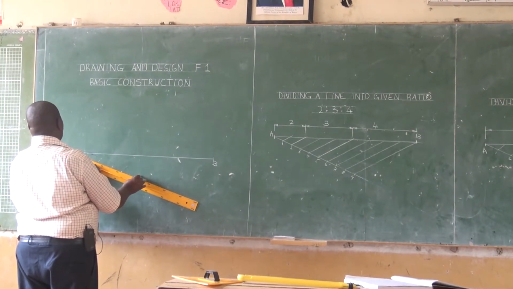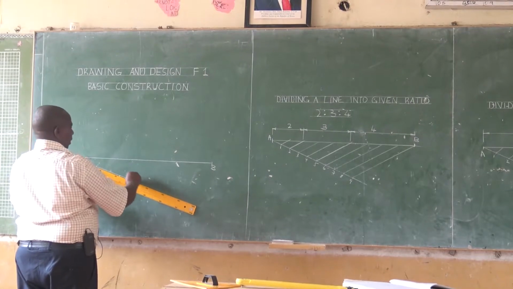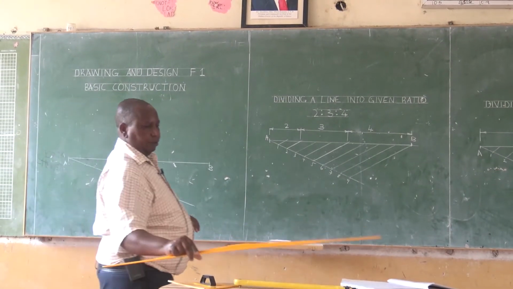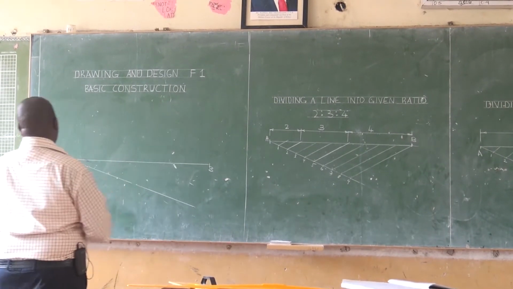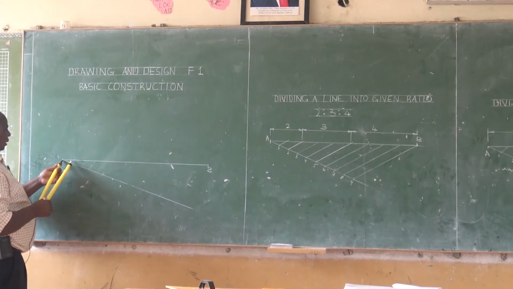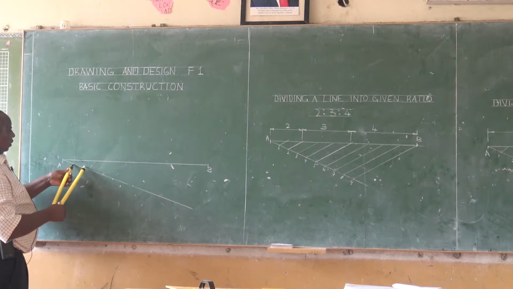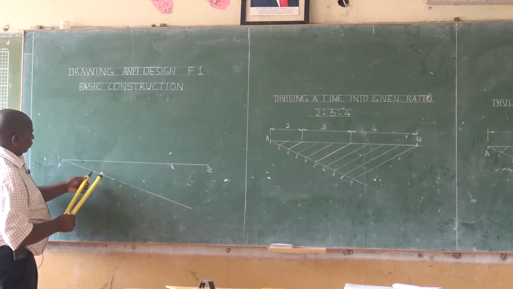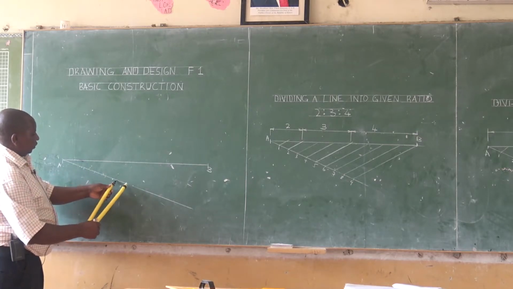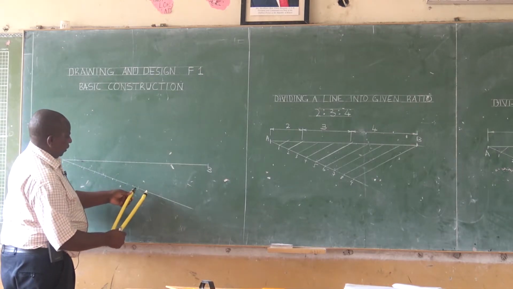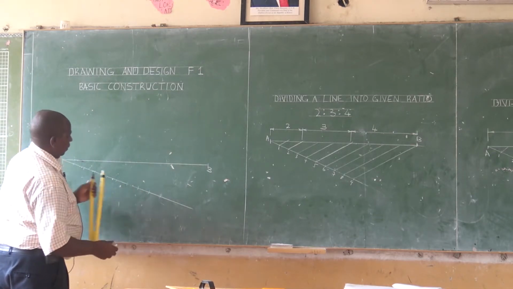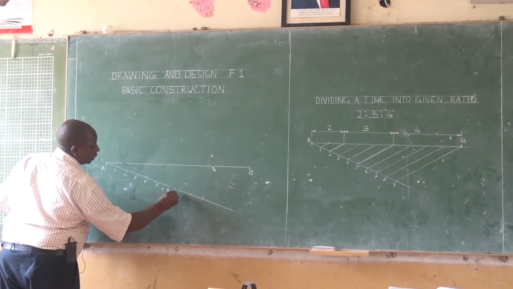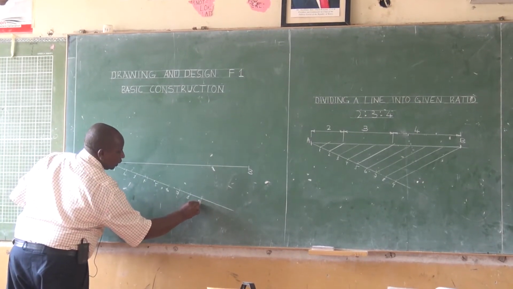draw our line, we said that the angle should not be so acute, neither should it also go so much towards being a right angle. So divide the space into 9 equal parts, because 2 to 3 to 4 is a total of 9. So that's 1, 2, 3, 4, 5, 6, 7, 8, 9.